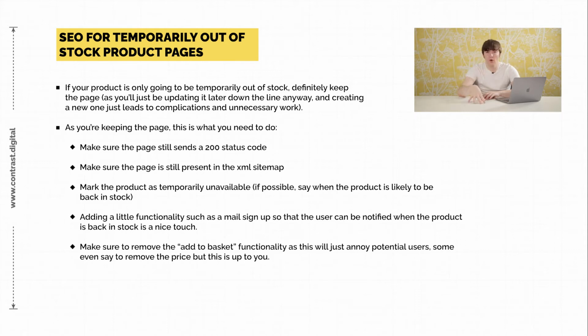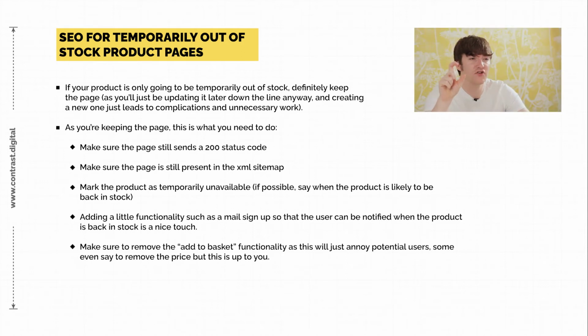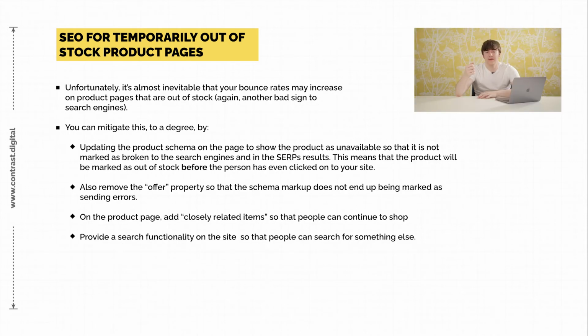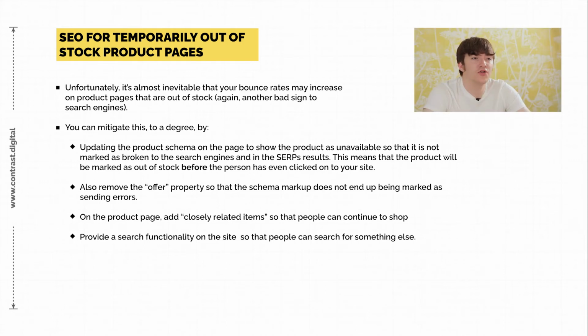As well as that, a small other user experience point that you can do is adding the functionality for them to sign up to receive a notification when the product comes back into stock. Obviously, as we've alluded to in the constraints previously, having an out of stock product page does cause high bounce rates, as in people coming to the page, not sticking around and then going back to the search results. There are ways that we can look to resolve this.